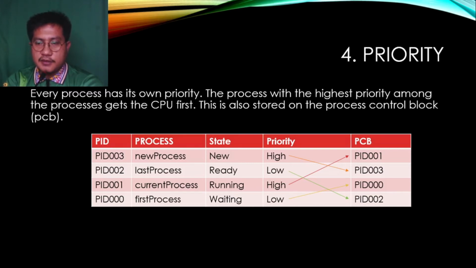row of the PCB, since it is a low priority, although it is ready, compared to the PID 000, which has already run but was just halted because of an additional input, maybe from the current user, or from a certain device, a peripheral or input device.